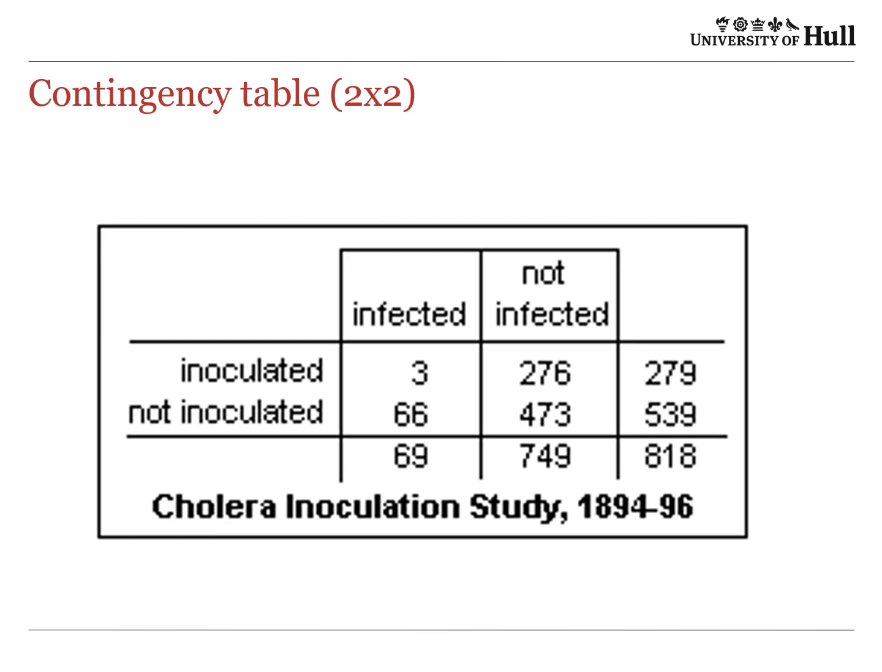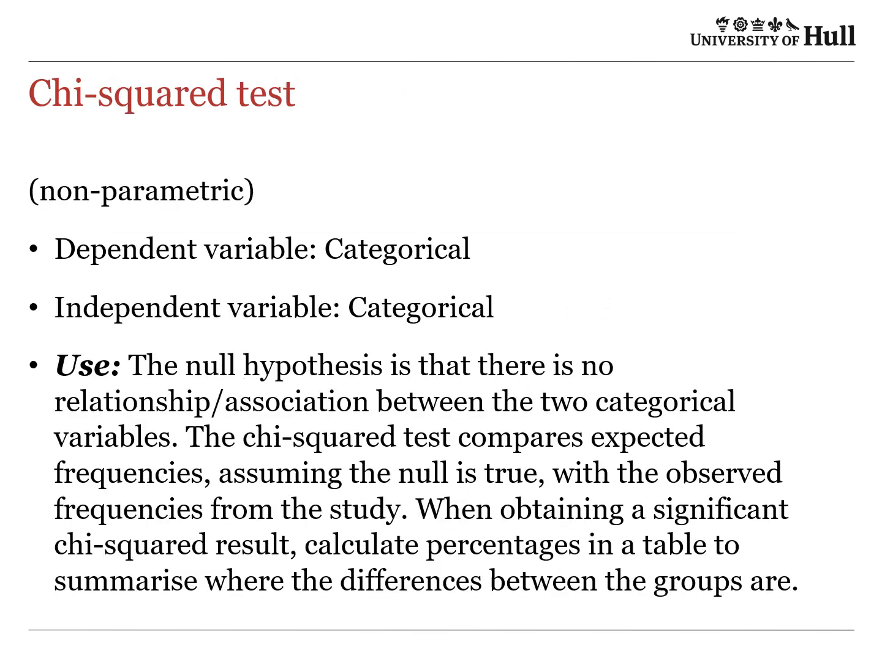Now, the appropriate test to test this is the chi-square test. Chi-square test is a non-parametric test, but it's the only test you have for testing these kinds of associations. And both the dependent and the independent variables in this case are categorical. In other words, they fall under the nominal type of data. So you use this test to test if the null hypothesis that there is no relationship or association between the two variables is true.